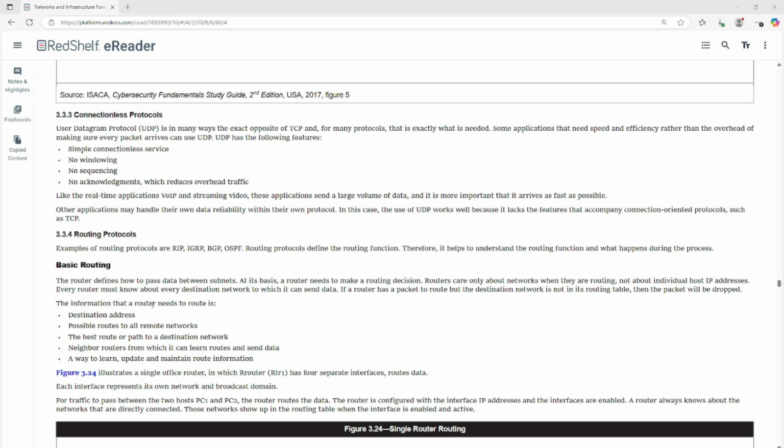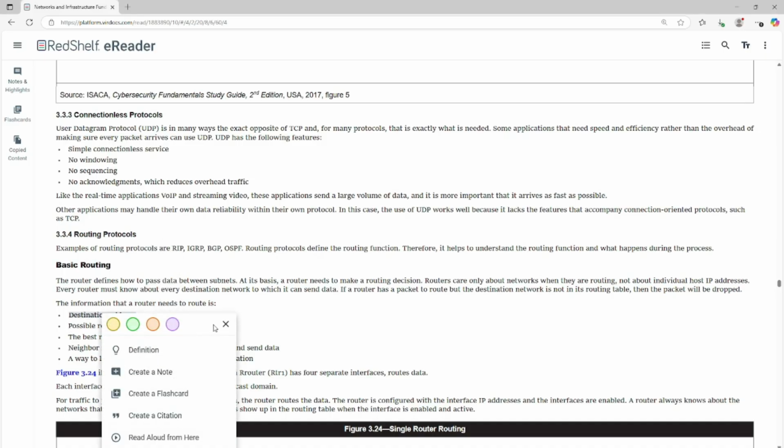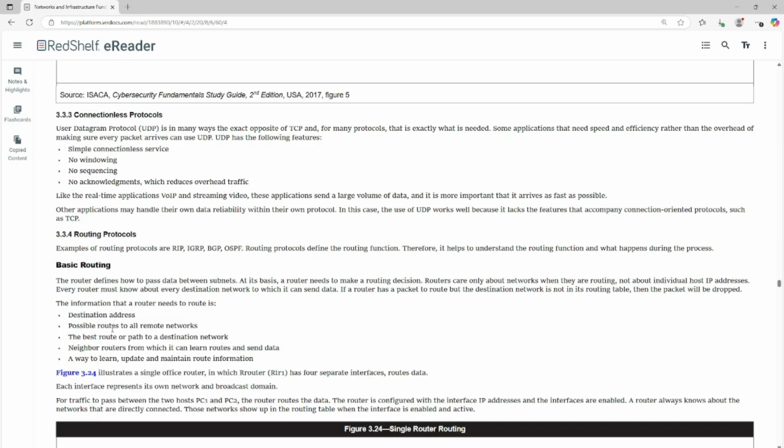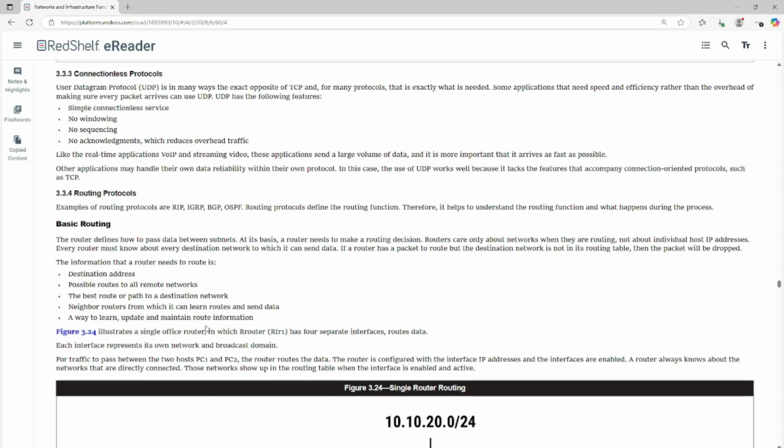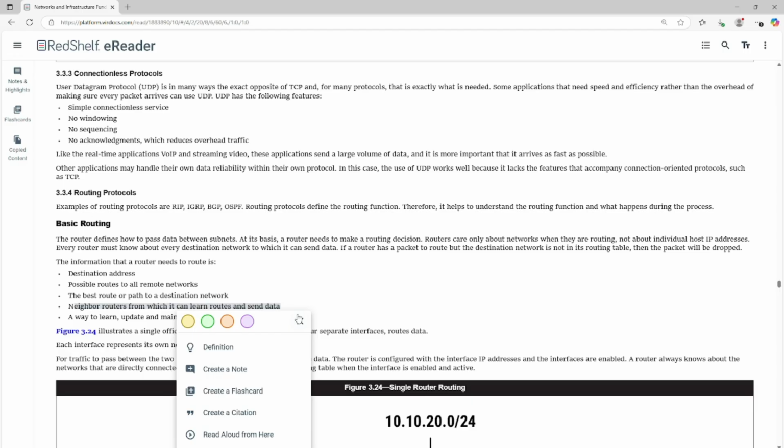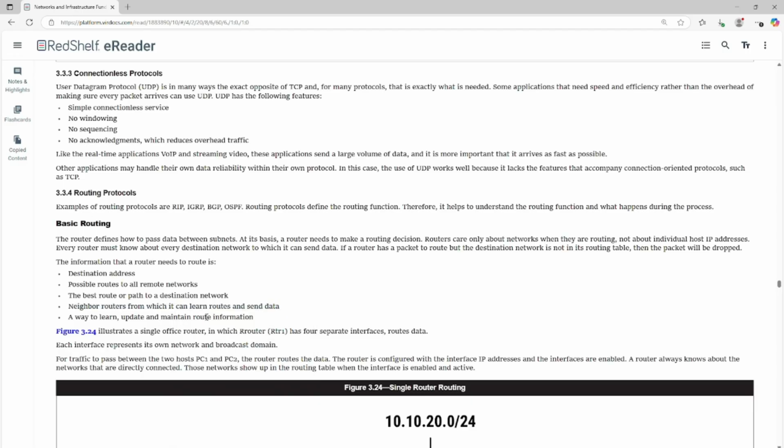The information that a router needs to route is a destination address. Possible routes to all the remote networks, the best route or path to a destination network, neighbor routers from which you can learn routes and send data, and a way to learn, update, and maintain route information.